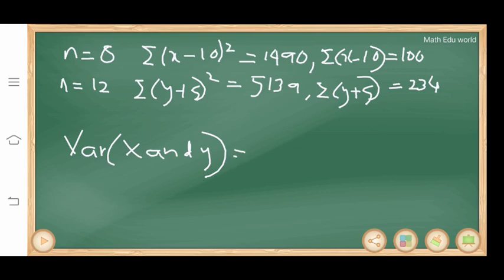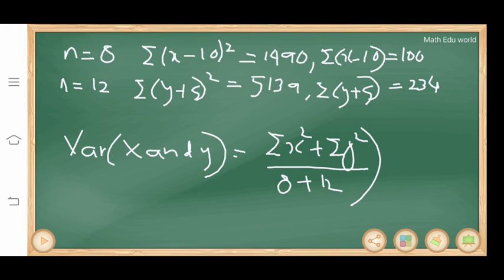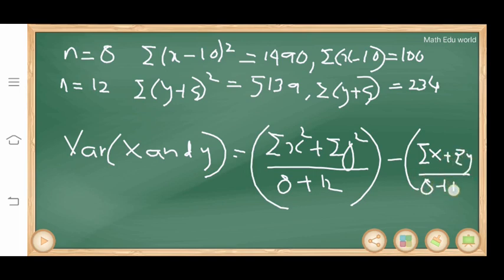can be found using the formula: sigma x squared plus sigma y squared divided by n1 plus n2, that is 8 plus 12 here, minus sigma x plus sigma y by 8 plus 12, the whole squared. This is the combined variance of x and y. Okay.